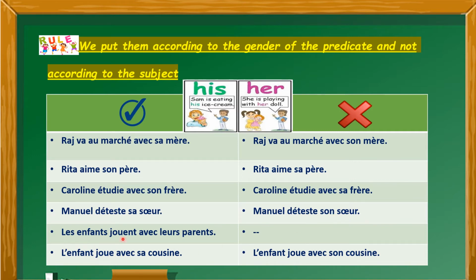Les enfants jouent avec leurs parents. Here you can see we are using leurs because the word parents is plural here. The kids play with their parents. L'enfant joue avec sa cousine. It's a feminine cousin, that's why we are putting sa cousine. Otherwise, if it were a masculine cousin, we would have put son cousin.